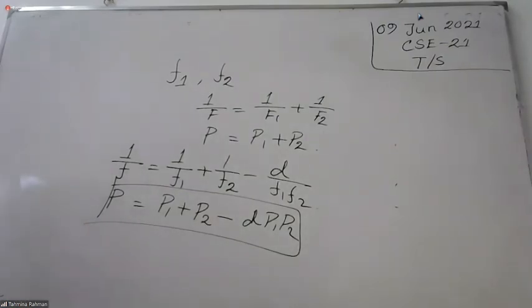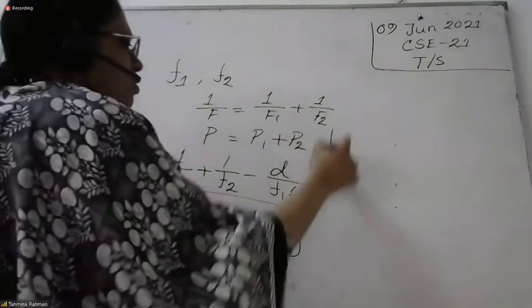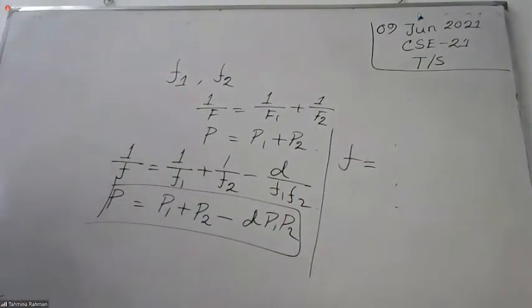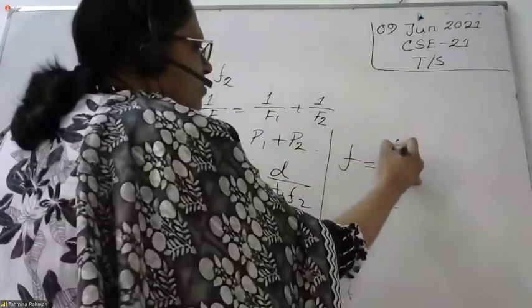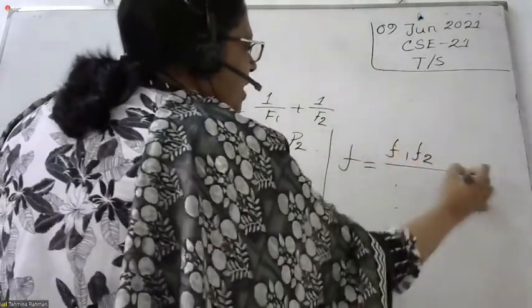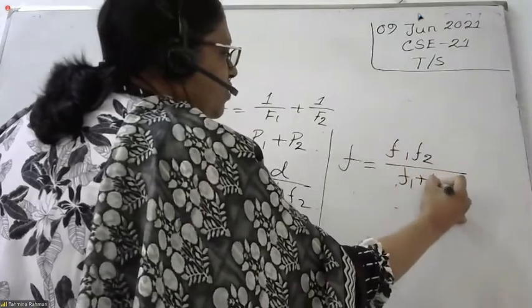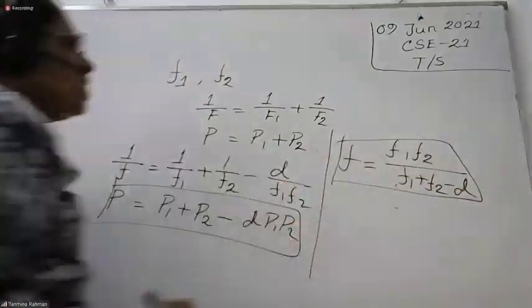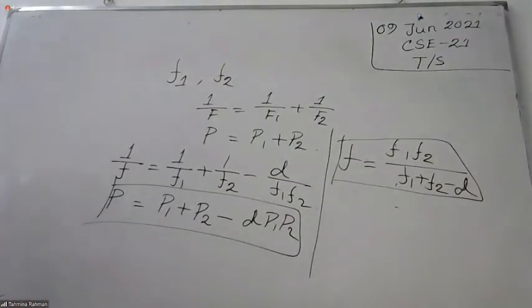So today we know about the definition of the lens. What is lens? Then we find out the equivalent focal length. Equivalent focal length, what is the formula? F equal to what? F1 f2 divided by f1 plus f2 minus d. Then we read the definition of the power. That's all about your lens.